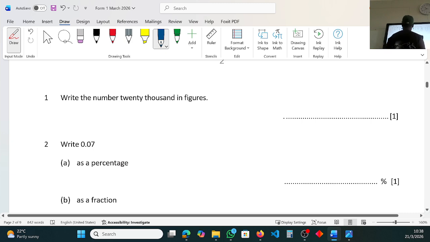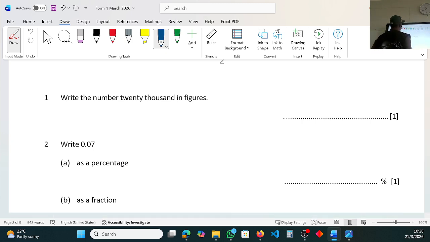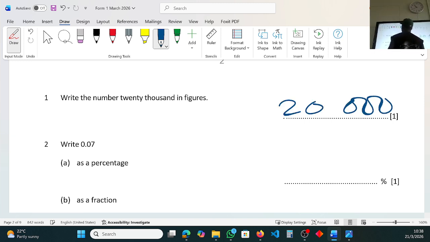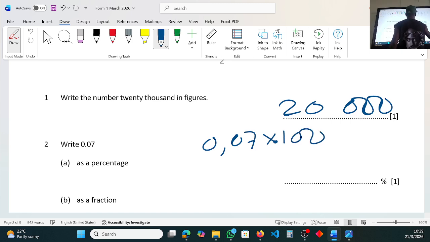So the first question, we are required to write the number 20,000 in figures. Straightforward, 20,000, it will be like that. Then next, we are interested in writing the number 0.07 as a percentage. So as a percentage, we simply take 0.07 and multiply it by 100. So our decimal place will move 2 steps to the right. So it will be 7%.